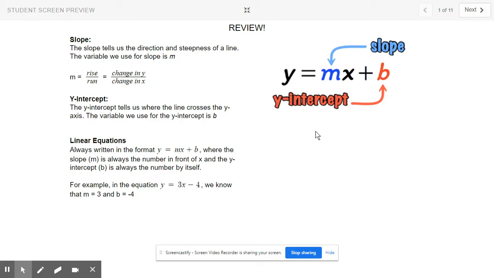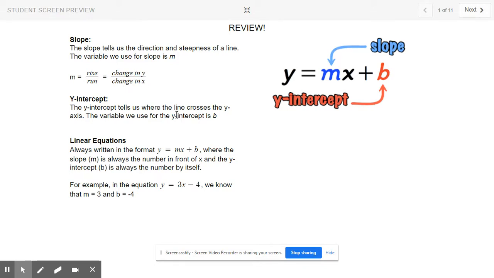So this very first slide here is just a recap from last week, going over slope, y-intercept, and how we wrote those equations. So remember, your slope, we use the variable m. This is always the number in front of x in the equation. The slope tells us the direction and steepness of a line. So remember, m equals rise over run, which is the same thing as saying how much y is changing over how much x is changing.